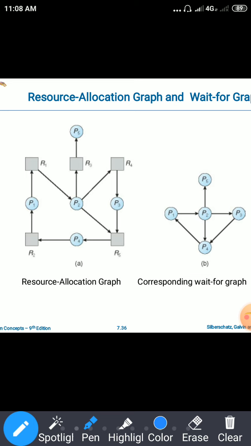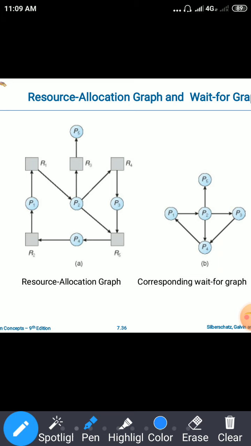Understood? So here in the wait for graph we can say that if there is an edge from P1 to P2, what does it indicate? P1 is waiting for the process P2 to release the resources that are currently needed by the process P1, or P1 is waiting for the resources of P2 that are currently held, so that those resources are needed by the process P1. Understood? So this is the representation of a wait for graph from the resource allocation graph.